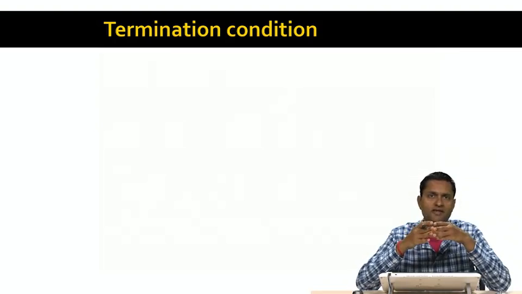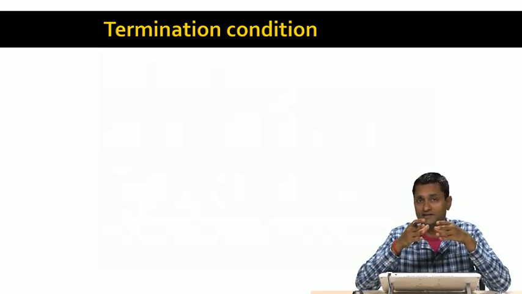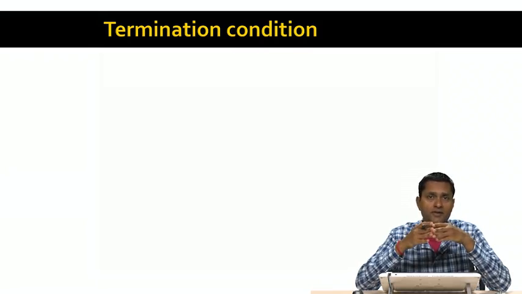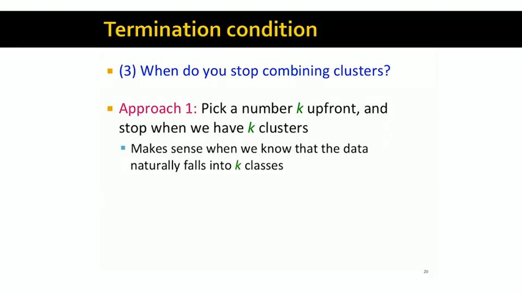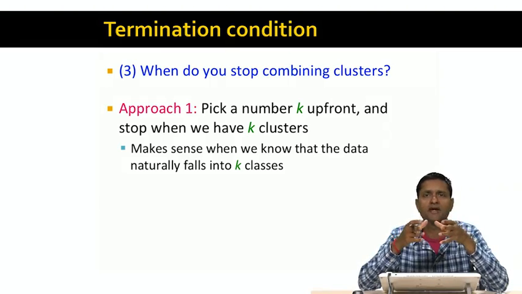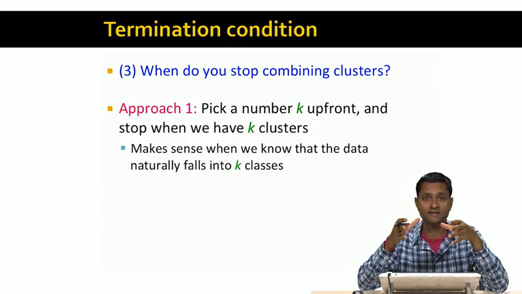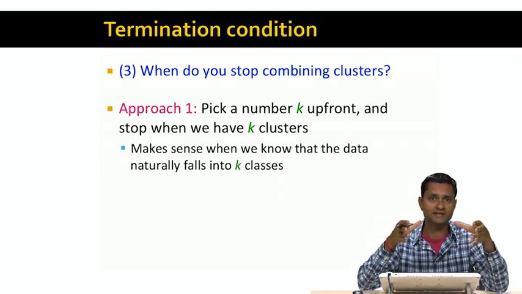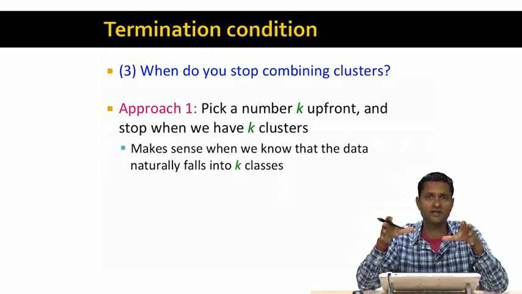So far, we've addressed the first 2 of the 3 key questions of clustering. The first being, how do you represent a cluster, and the second being how do you determine the distance between clusters. We now turn to point 3, or the termination condition. How do you know when to stop clustering and produce an output? The first approach is to pick a number k up front and stop when we have k clusters. Now this approach makes sense when we know upfront that the data falls naturally into k classes. For example, the data might be about galaxies and quasars, and we know that there are naturally two classes, galaxy and quasar, and once we have two clusters, we stop.